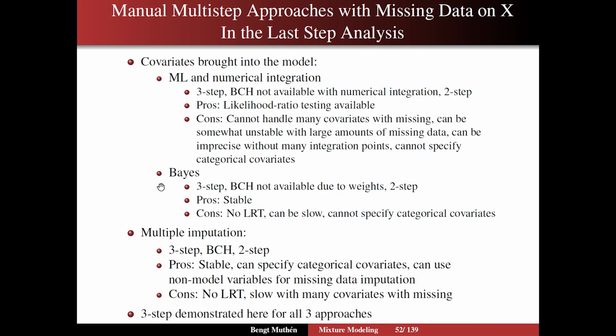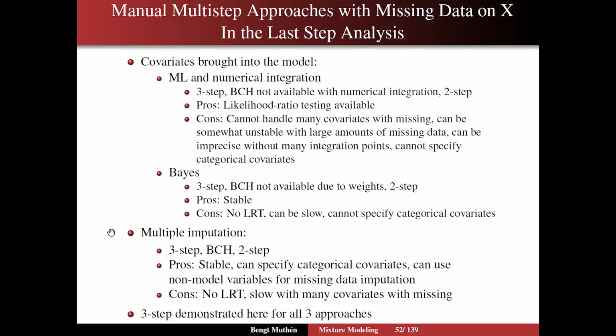The Bayes approach is also available for 3-step and 2-step, but not for BCH, because Bayes and weights don't go together. The advantage is that this is a fairly stable analysis. It doesn't have the integration problems that ML has. The negative aspect is that you don't get the likelihood ratio test, and computations can be slow, particularly with large samples. And again, you cannot specify categorical covariates. That's the same disadvantage as with ML.